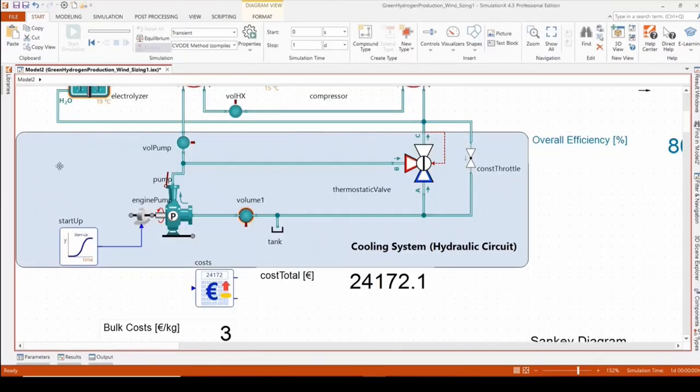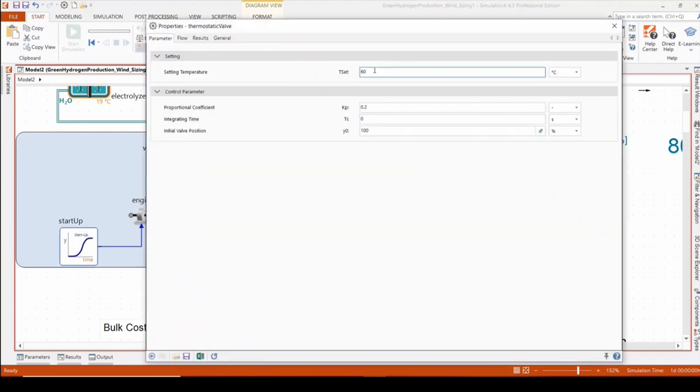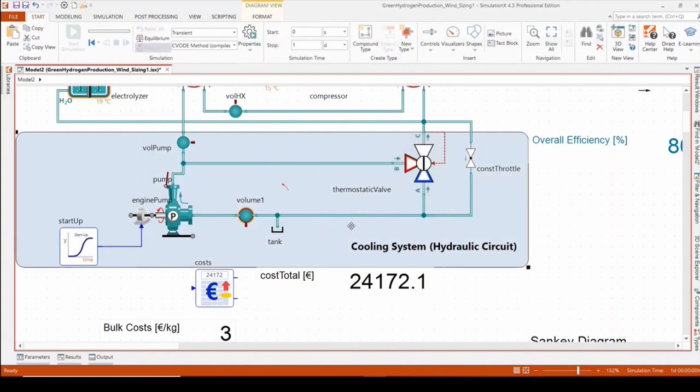Now let's look at the cooling system. The cooling system contains a centrifugal pump and a thermostatic valve. The centrifugal pump's volume flow is based on pressure drop and the rotational speed. The thermostatic valve is a three-way valve with internal temperature control. It is used so that the water from the pump could either be mixed or diverted depending on the temperature. Both these elements can be characterized based on available information.